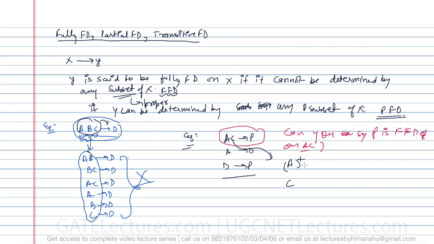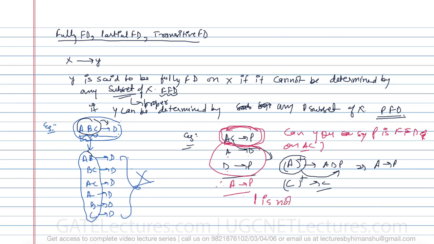Now take the closure of each subset. If I take A closure, then it will be A, D and P. If I take C closure, then it will be C only. Now from a subset, if in the closure I'm getting P, that means I can write A determines P. That can also be verified from here: A determines D and D determines P, therefore by transitivity A determines P. Okay, so you can say P is partially functionally dependent on A, therefore P is not fully functionally dependent on AC. P is partially functionally dependent on AC.